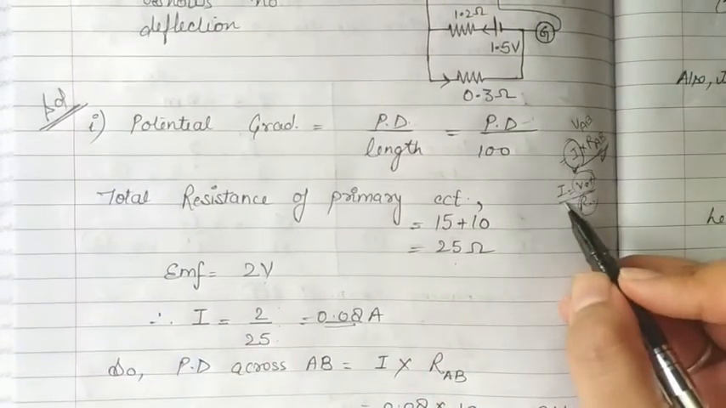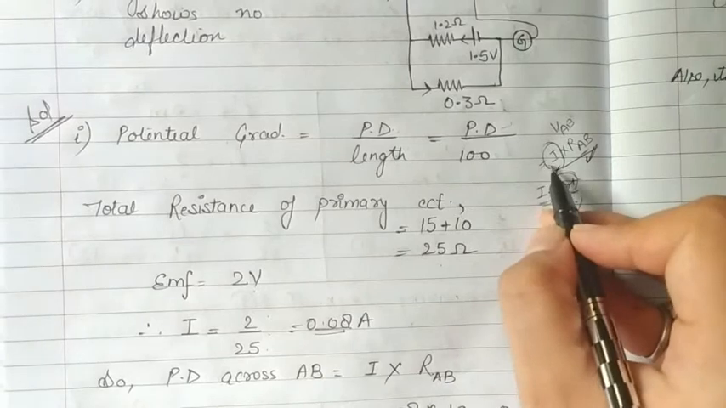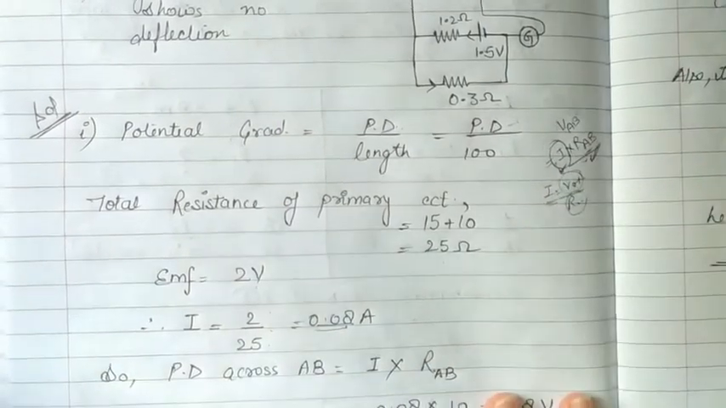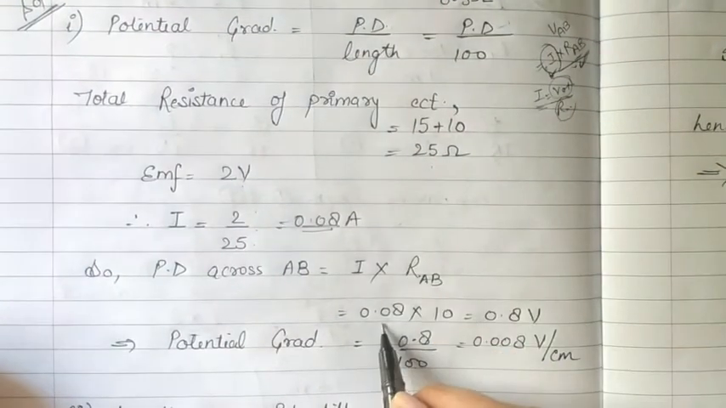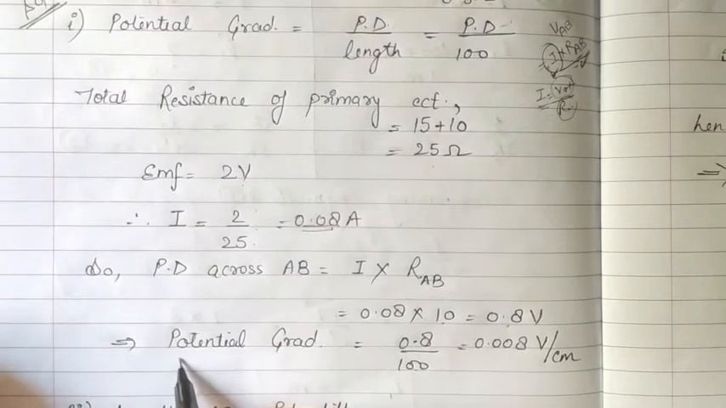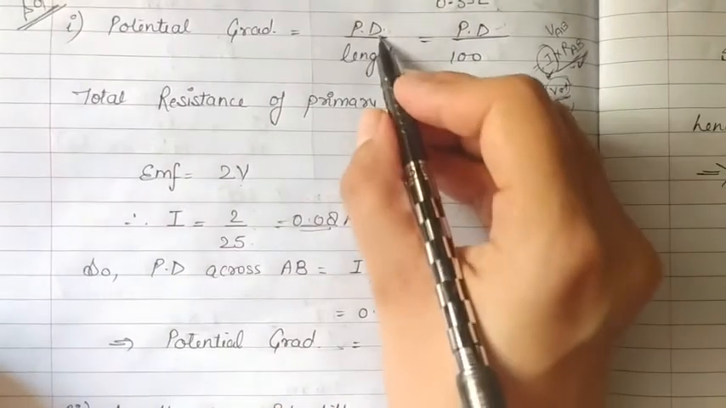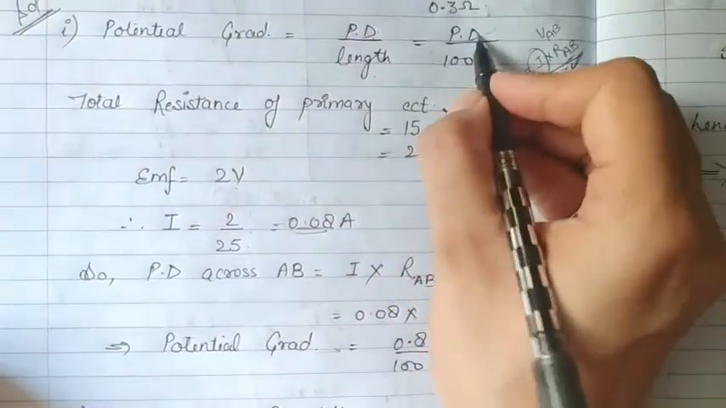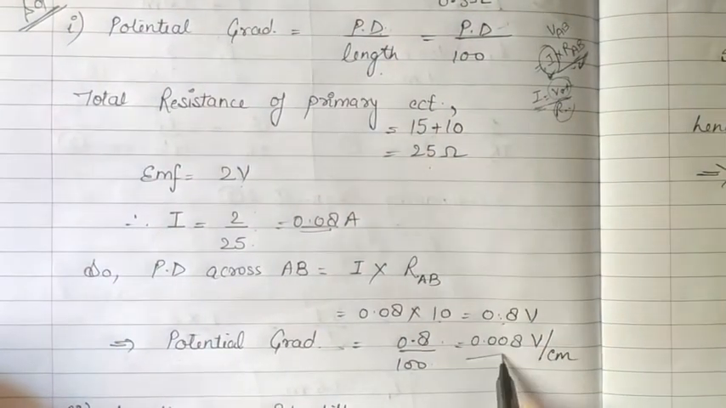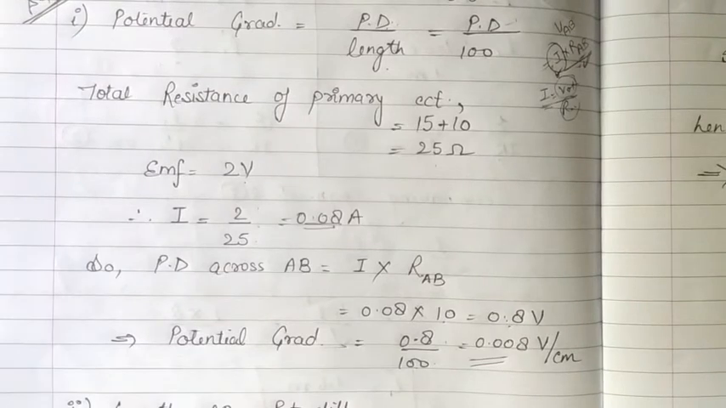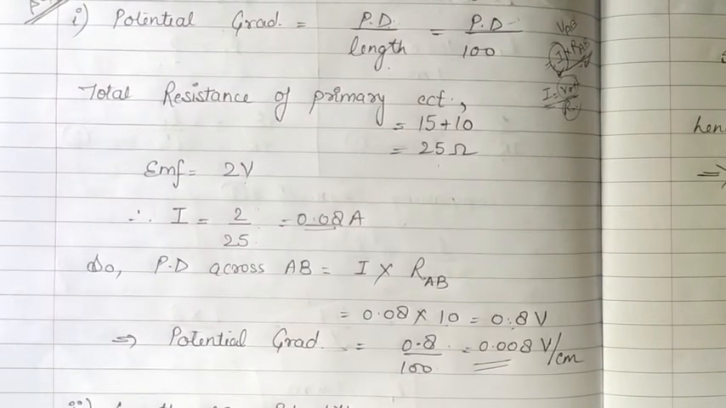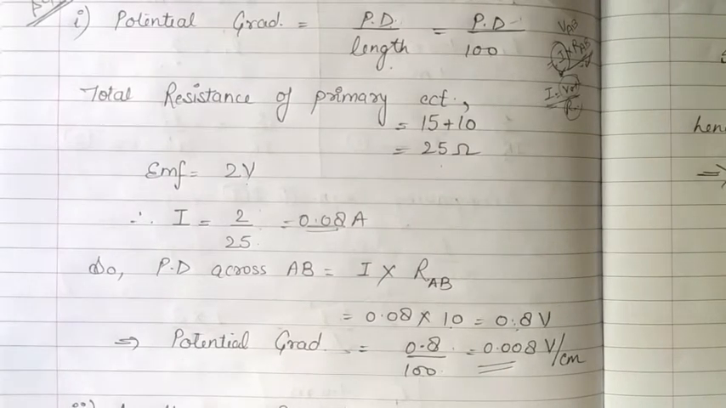So when we find current, we put it here, and we can find the potential difference across AB. So potential difference across AB is 0.08 into 10, that is 0.8 volt, and potential gradient will be potential difference upon length. So potential difference is 0.8 upon 100, and the result will be 0.008 volt per centimeter. This was the first case, first question.